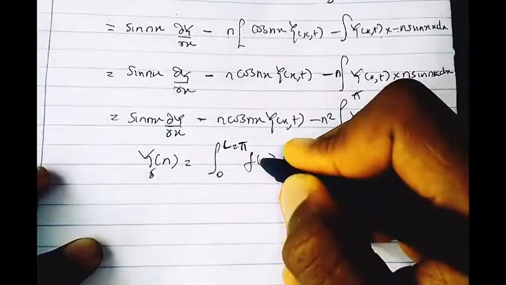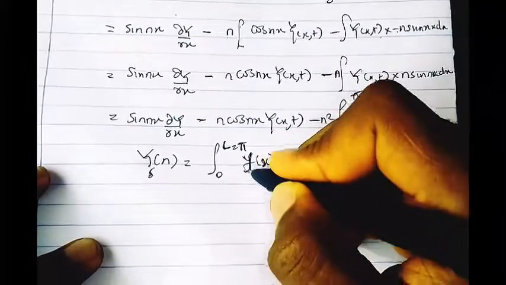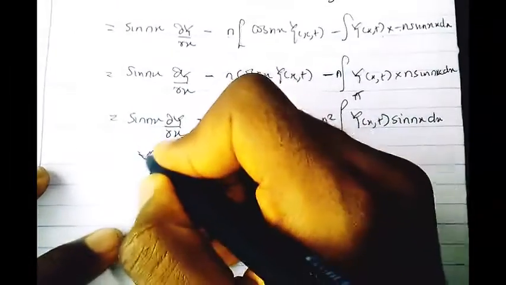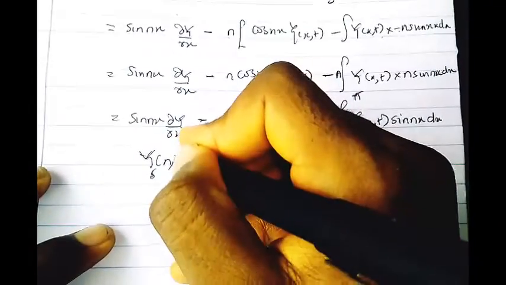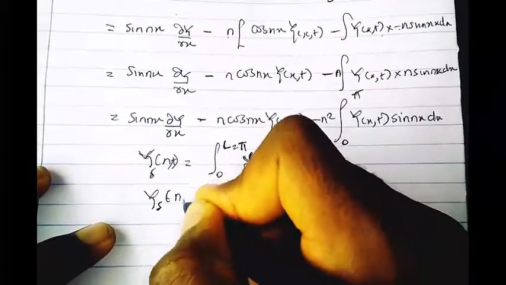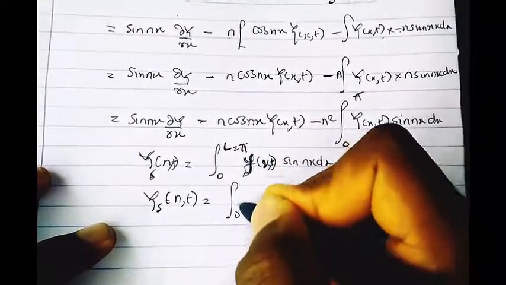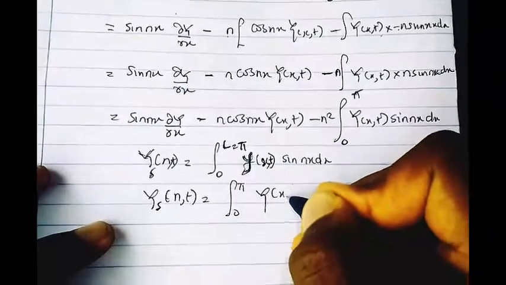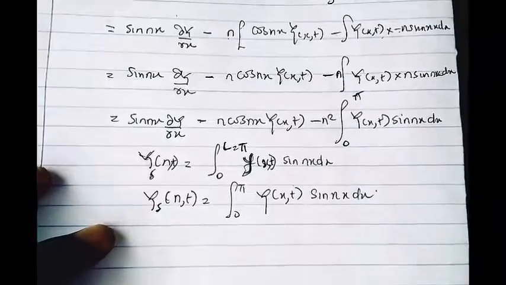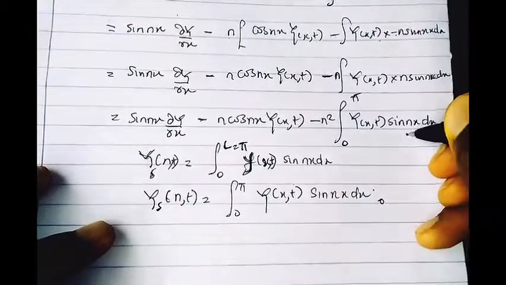Remember, since we have y, which is a function of x and t, and my Fourier sine transform is also a function of n and t, writing this, the Fourier sine transform will be equal to the integral from 0 to pi of y, a function of x and t, sine nx dx. So we can substitute this now for this.